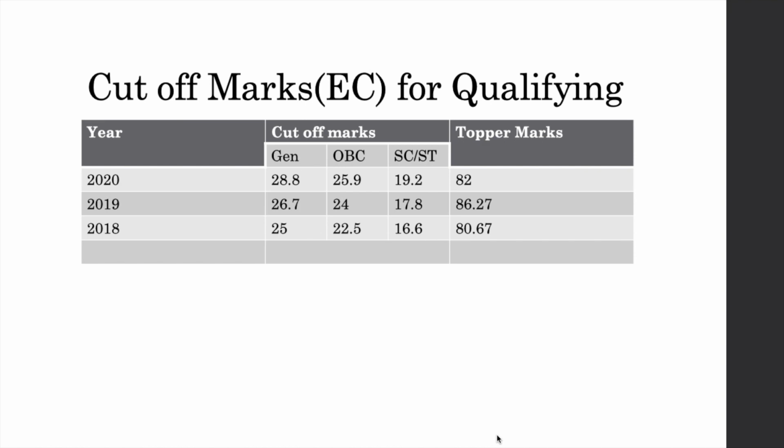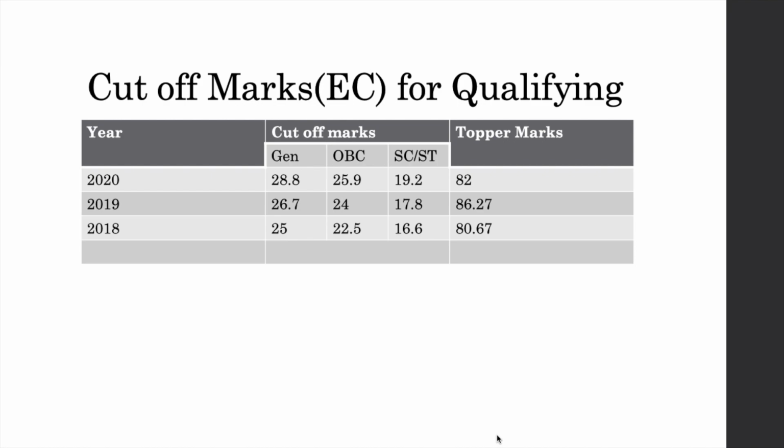In 2020, the cutoff marks for the general category was 28.8, for OBC 25.9, SC/ST 19.2, and the topper marks were recorded to be 82 for this year's GATE. Similarly, for 2019, the cutoff is 26.7, 24, 17.8, and the topper is 86.27. So you can see the table here and understand the minimum marks required for qualifying the GATE examination.